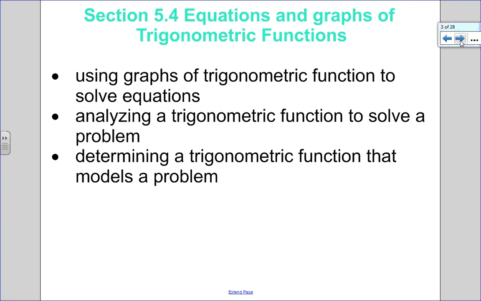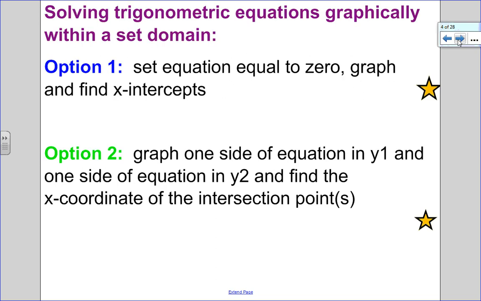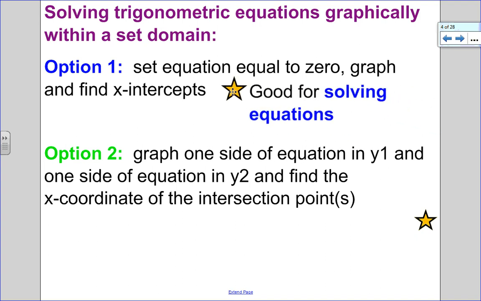So in this section, we're going to look at equations and graphs of trig functions and do some word problems associated to them. So I want to start by looking at the two different options to solving an equation. The first option is setting the equation equal to 0 and using your x-intercepts. I use this method anytime I want to solve an equation. So every equation I want to solve, I set it to 0, put it into my calculator, find the x-intercepts.